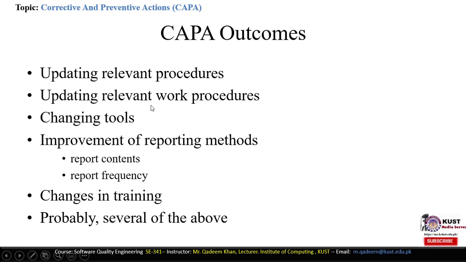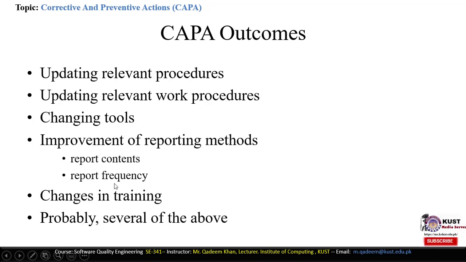Changing tools. As a result of the CAPA process, the existing or old tools will be changed and new tools will take the place of the previous tools. Improvement of reporting methods. Here, the reporting methodology will also be improved. Reporting methodology means all the documentation styles and methods. It contains report contents, meaning all the contents of the reports will be improved, and report frequency, meaning the number of reports generated for a particular project will also be improved.